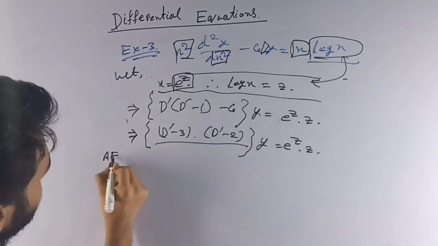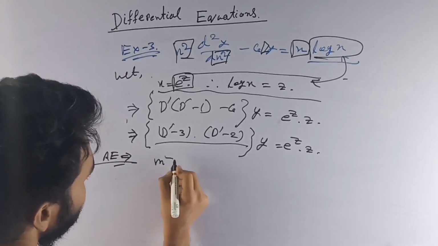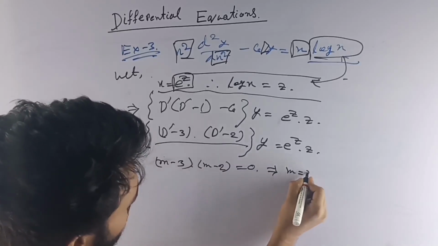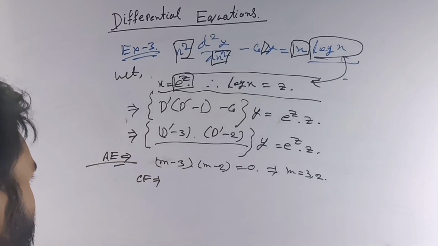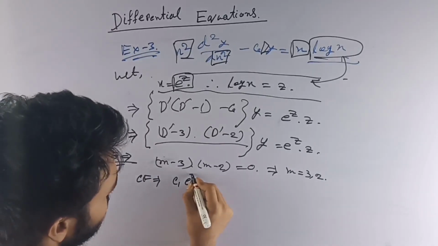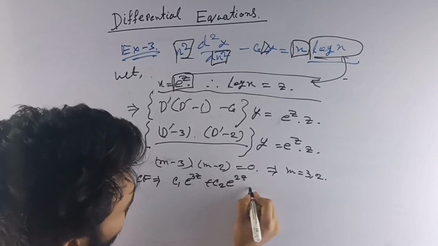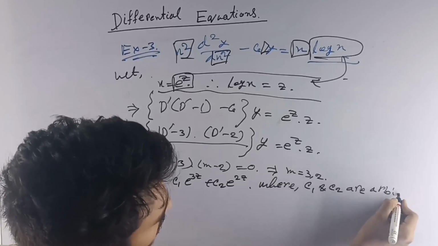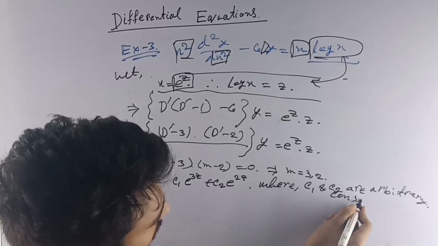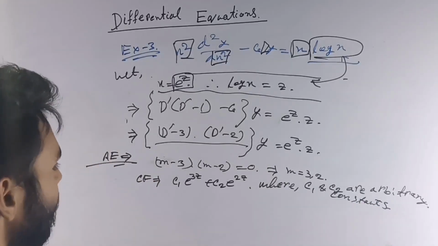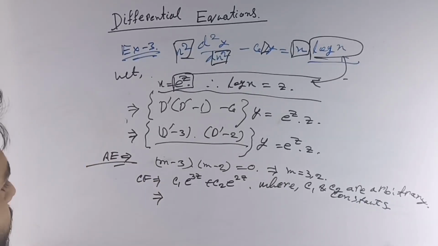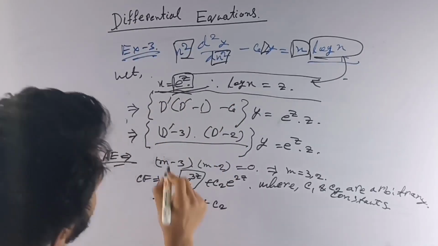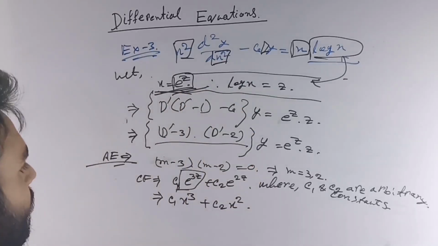Now the AE becomes, okay, that's very easy. So m minus 3 times m minus 2 equals 0. So m becomes 3, 2. So CF becomes c1 times e to the power 3z plus c2 e to the power 2z. Here c1 and c2 are arbitrary constants, two arbitrary constants. Now this e to the power 3z means c1 x cube, plus c2 x square.